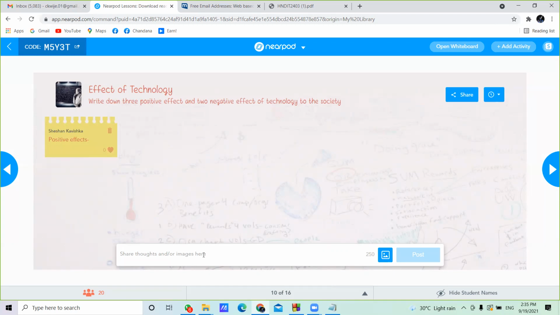Right. One student has already given the answer. Then write down the answers here. What are the positive effects? Then you want to write them down here. Try to do it.